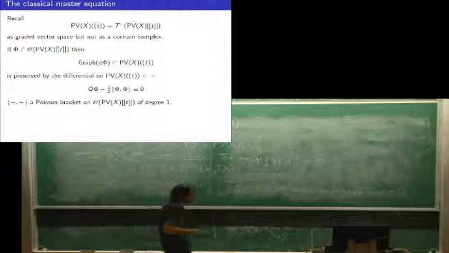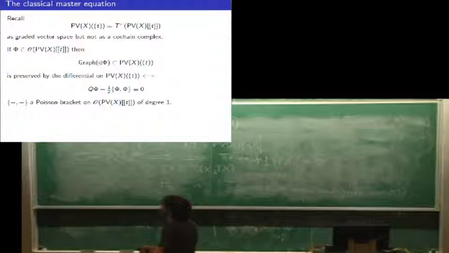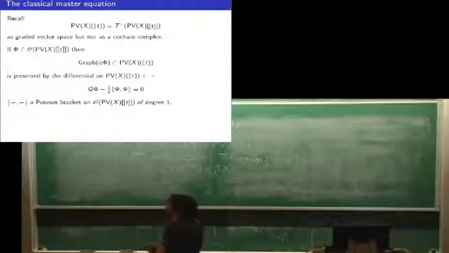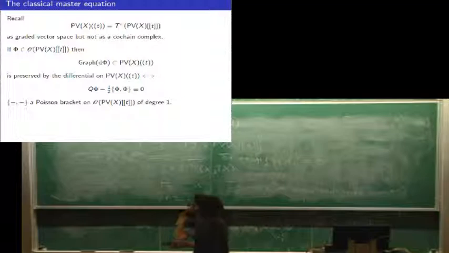So I mentioned the BV formalism. And to have a good theory in the BV formalism, you want to have something called the classical master equation, which is this equation here. Q is the differential on whatever space of functionals. And I want Q F plus the bracket of F with F equals 0. Now, there's some nice dictionary between these Lagrangian submanifolds and the classical master equation: if I take a function, then this functional satisfies the master equation if and only if its graph is a Lagrangian preserved by the differential.